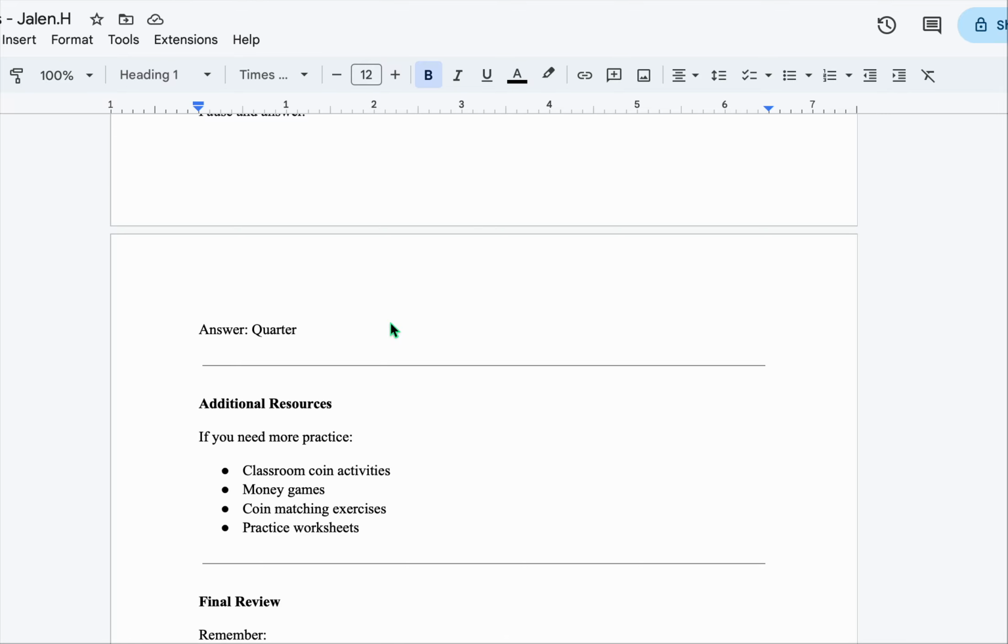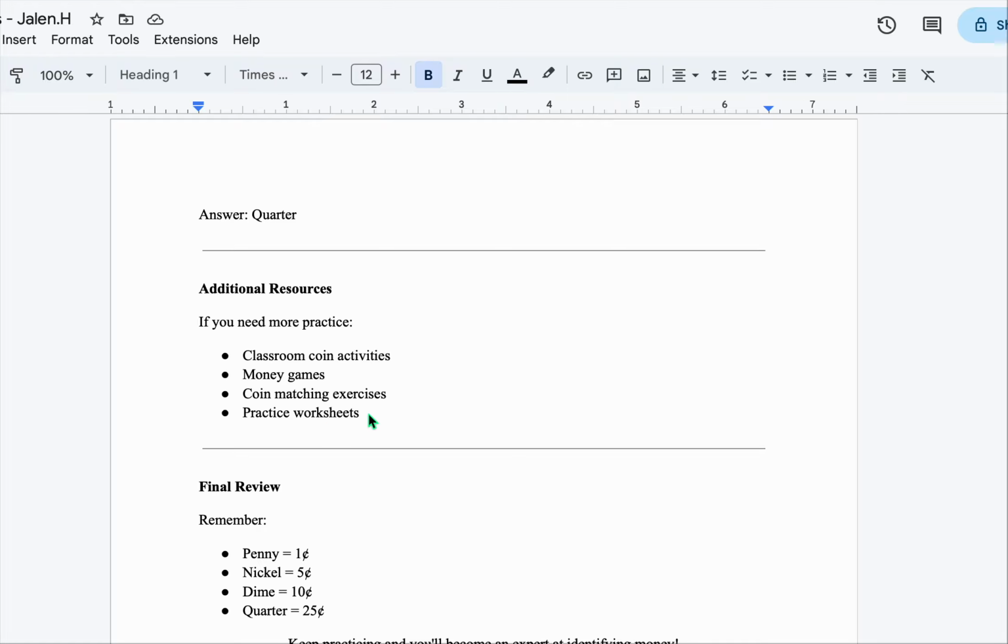I'd let them know that they need more practice. We can focus on classroom coin activities. We can do things like money games. We could bring actual coins in person and let them try to identify them, participate with them, and maybe do something fun like doing a fake shopping spree in class and giving them a certain amount and letting them understand how much you do need and how much you don't need, and what to do if you don't have enough, and what to do if you have too much.